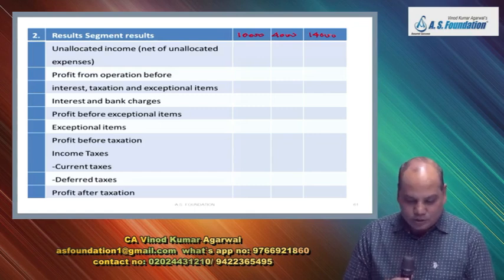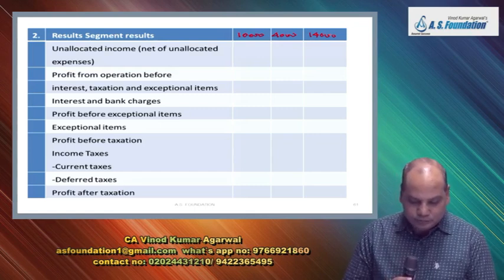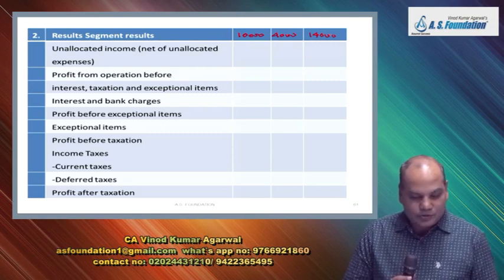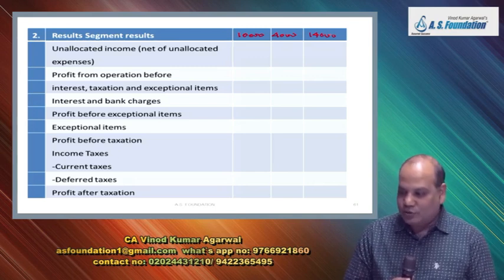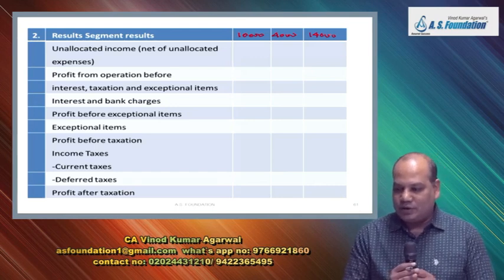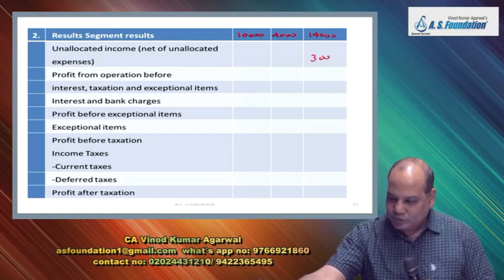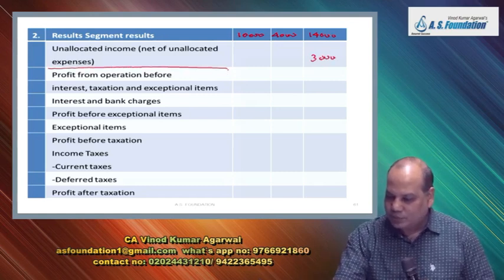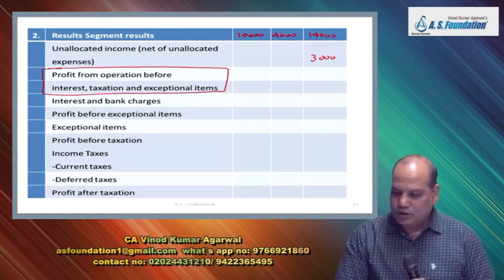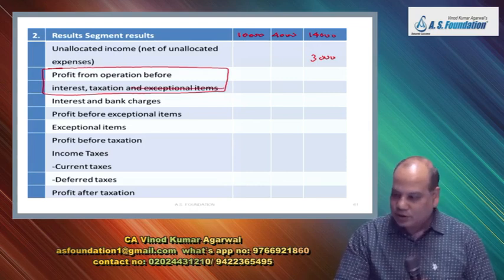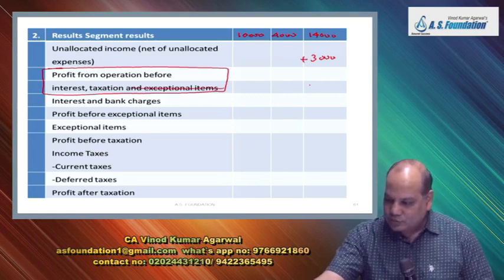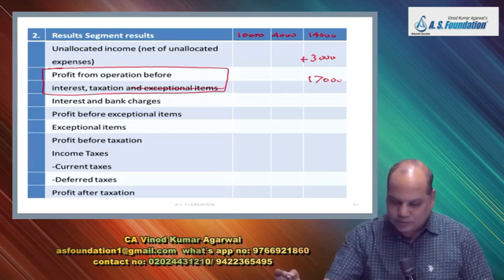For example, unallocated income, net of expense. Is it given in the question? How much is that? 30 crores. You are writing in rupees in lakhs. So remove 5 zeros. Write 3,000. So now this line is one line, profit before interest and taxation. Profit before interest and taxation, take 14,000 minus 3,000, plus 3,000. This is income. So this comes to 17,000.